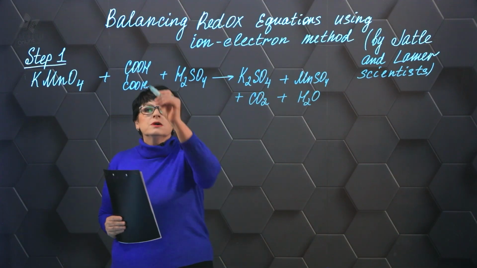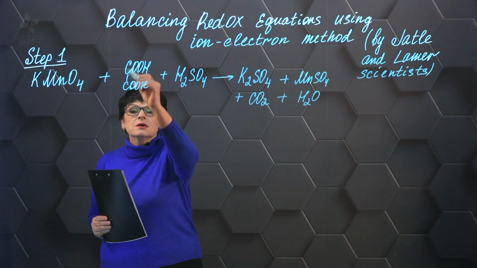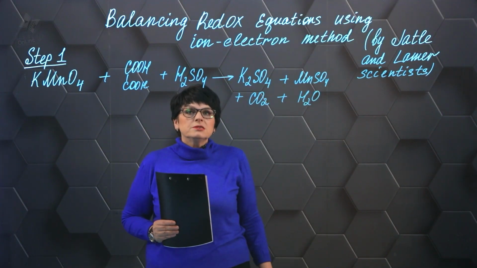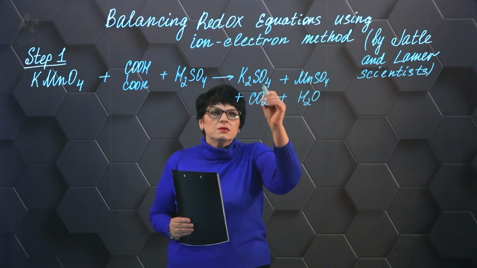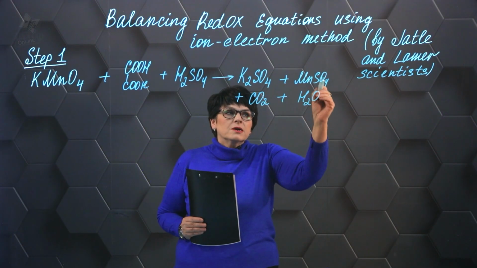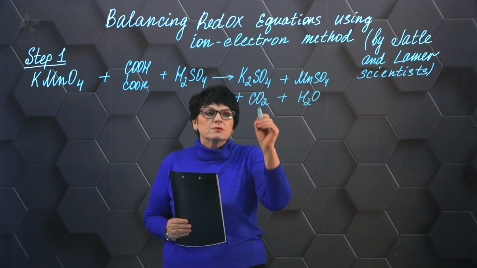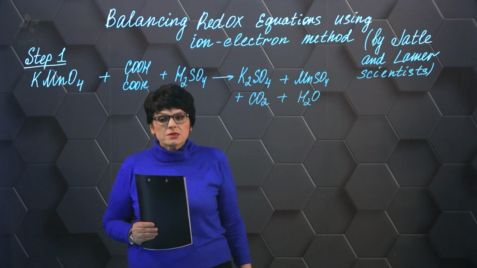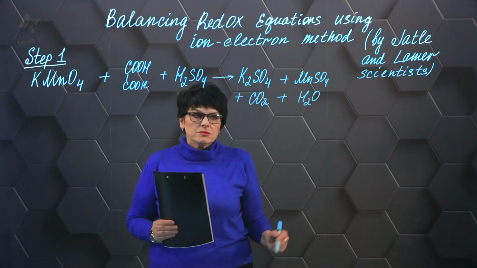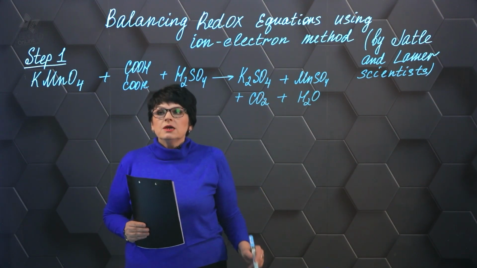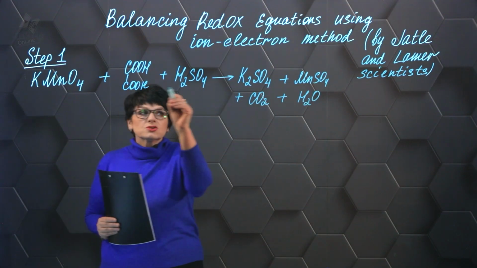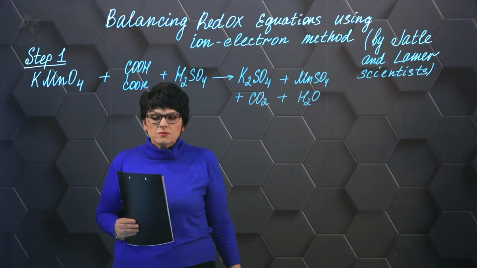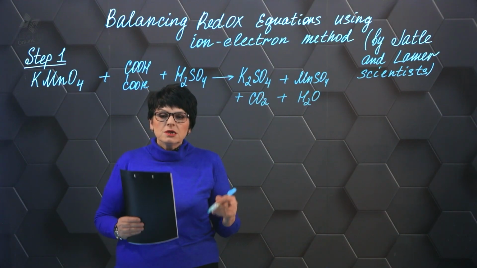Additionally, oxalic acid will decompose into hydrogen ions and the resulting residue. Similarly, sulfuric acid, a strong electrolyte, will dissociate, and the same goes for the resulting potassium and manganese sulfates. Hence, it becomes evident that this molecular equation should be converted into an ionic equation.